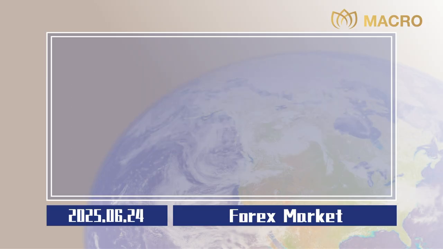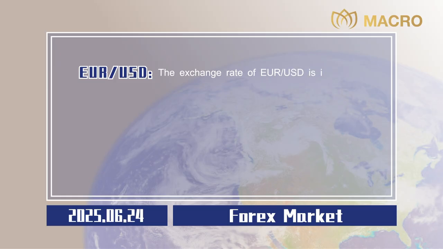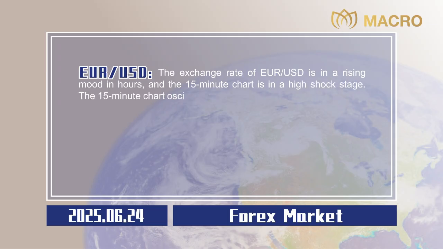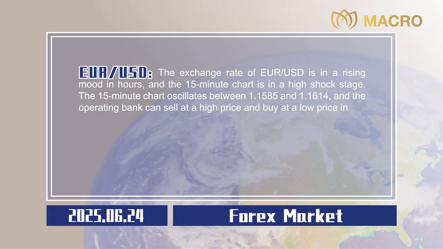Forex market. Euro to US dollar. The exchange rate of euro to US dollar is in a rising mood in hours, and the 15-minute chart is in a high shock stage. The 15-minute chart oscillates between 1.1585 and 1.1614, and the operating bank can sell at a high price and buy at a low price in this interval.